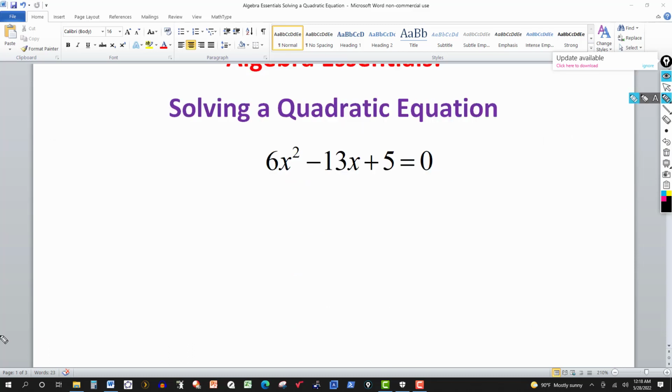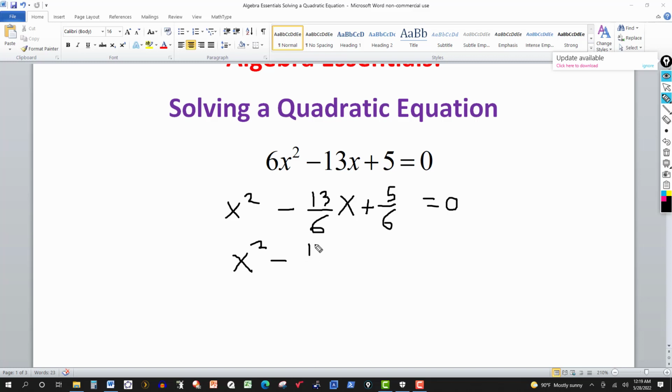The next method, we're going to use the method of completing the square. So for the method of completing the square, a couple of ways to do it. One way is just to make the coefficient of the x squared a 1. So I want to divide everything by 6. 0 divided by 6 is 0. And then obviously we want to complete the square. That's what the name implies, method of completing the square.